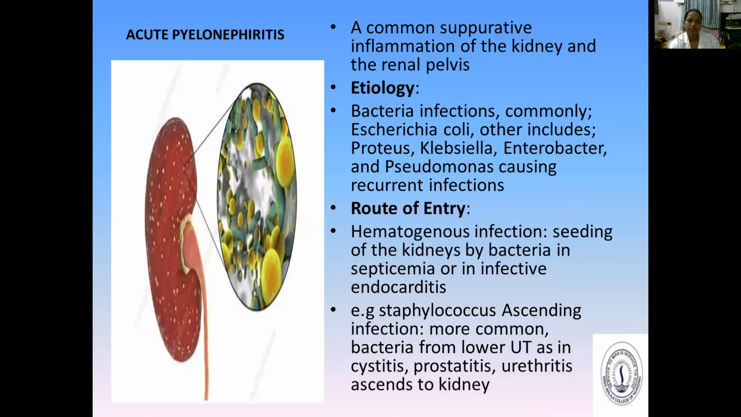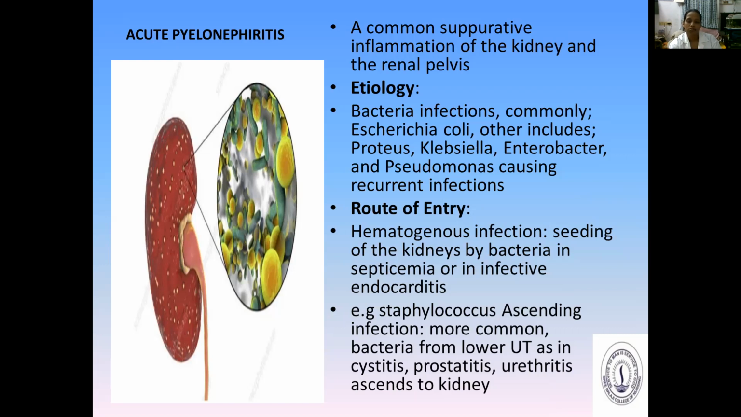Acute pyelonephritis. It is a common suppurative inflammation of the kidney and renal pelvis. The main etiology is bacterial infection, commonly Escherichia coli. Others include Proteus, Klebsiella, Enterobacter, and Pseudomonas, causing recurrent infection. The route of entry may be hematogenous infection, that is seeding of the kidneys by bacteria in septicemia or in infective endocarditis.